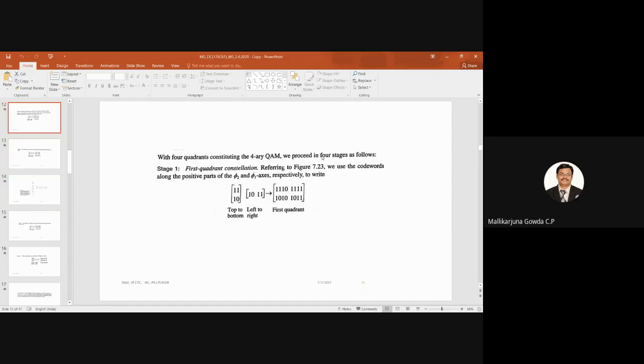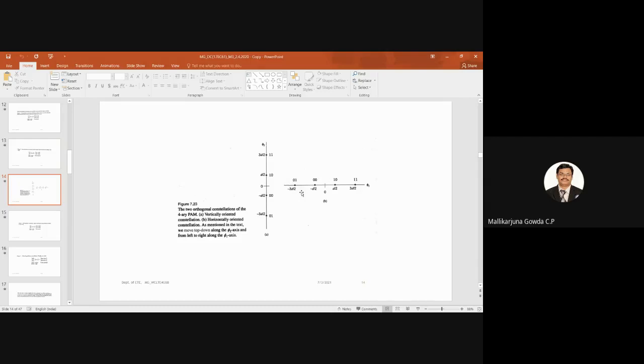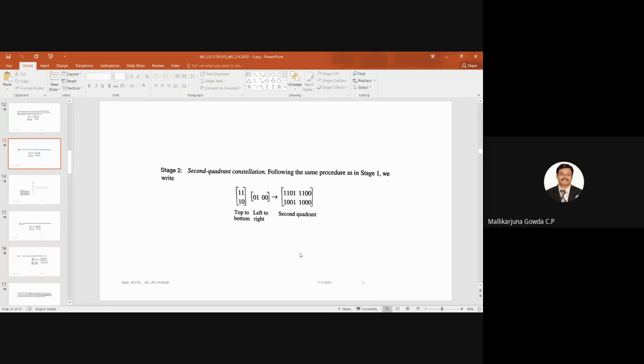Similarly, to get the second quadrant, what we do is top to bottom, then left to right. That is 0110 for the vertical, and 1011 will be the horizontal, this one. First we multiply top to bottom of this with left to right of this one to get the second quadrant.